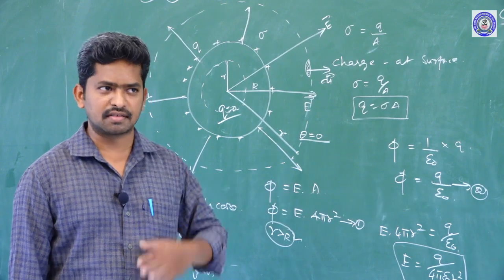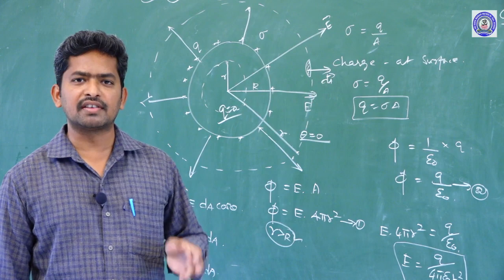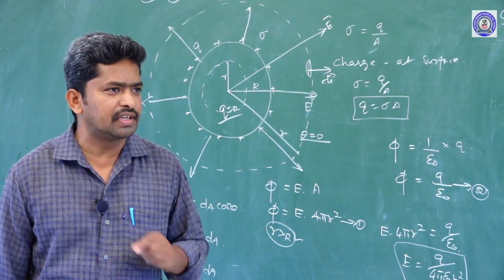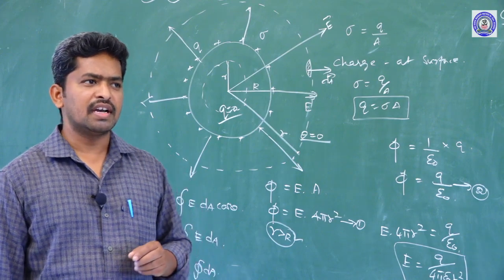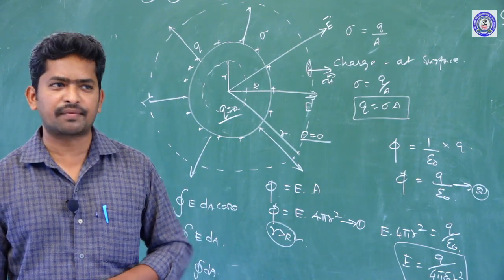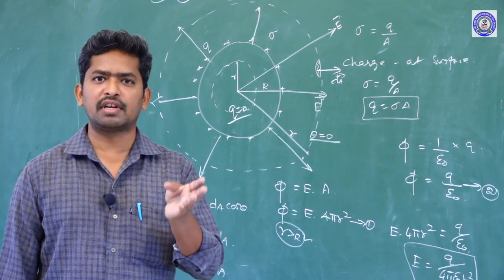Inside of the conductor the field is 0, inside the charge is 0, and the electric field is always perpendicular to the surface of the sphere. And the fourth point is the important one: the potential is the same on the surface and inside of the surface. These four properties are very, very, very important.